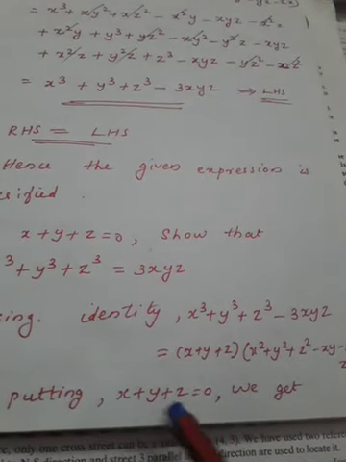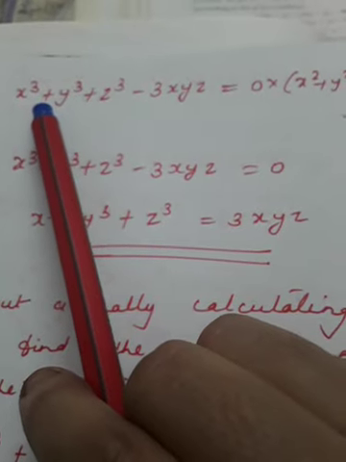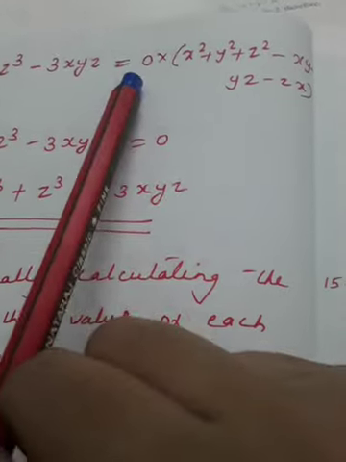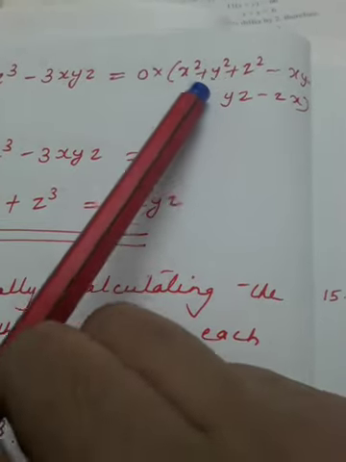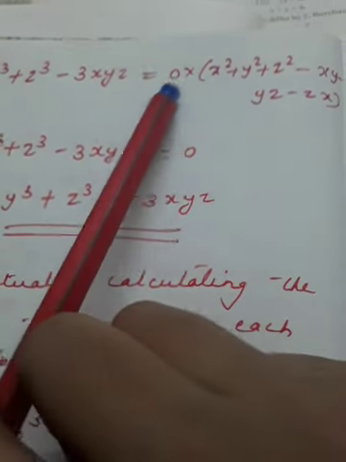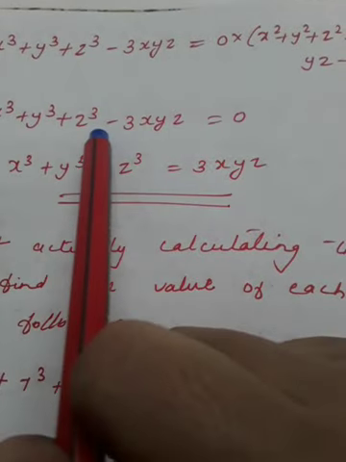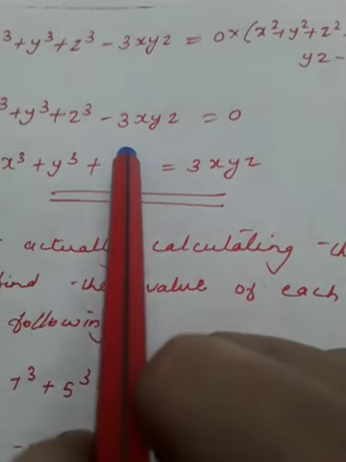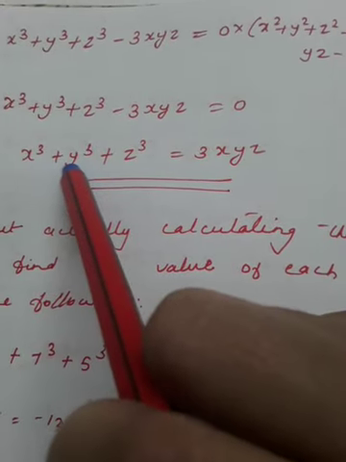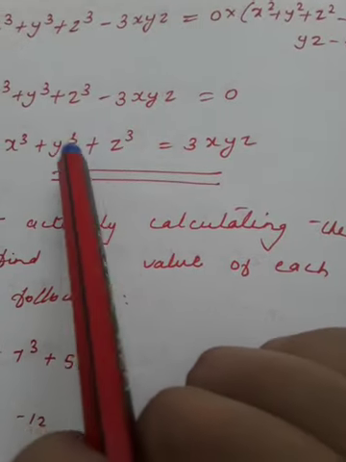Here we can put x plus y plus z equals 0. Then what we will get? Then we get x cube plus y cube plus z cube minus 3xyz equals 0 into x square plus y square plus z square minus xy minus yz minus zx. So 0 into any number will be 0. So we got x cube plus y cube plus z cube minus 3xyz equals 0. Now we can transpose this to here. Then what we will get? x cube plus y cube plus z cube equals 3xyz.